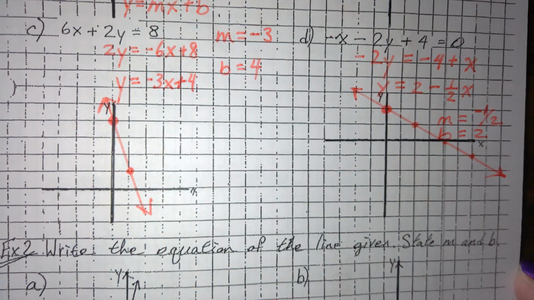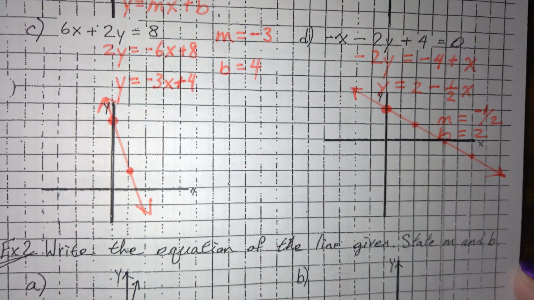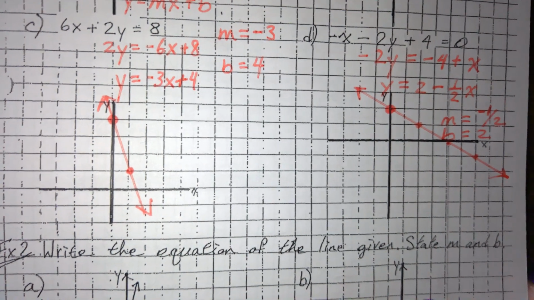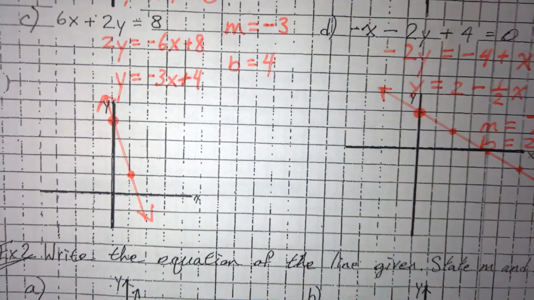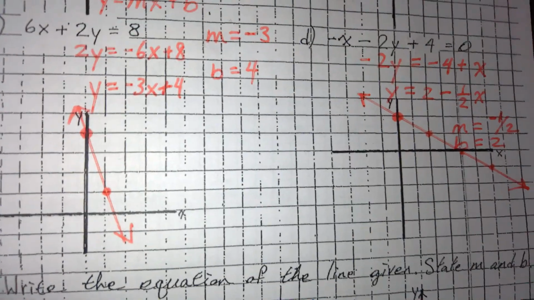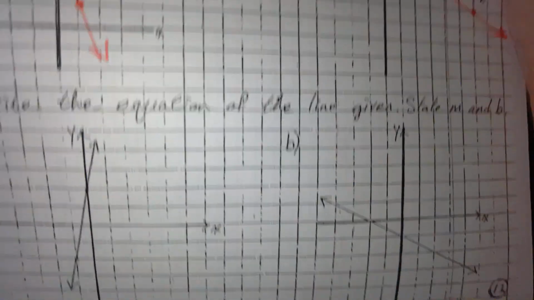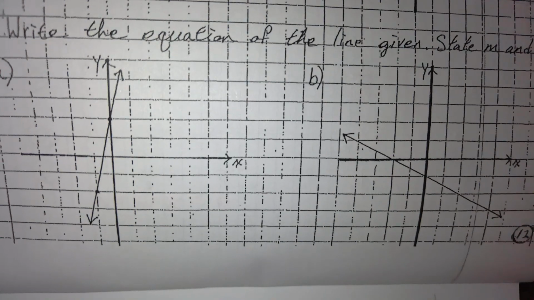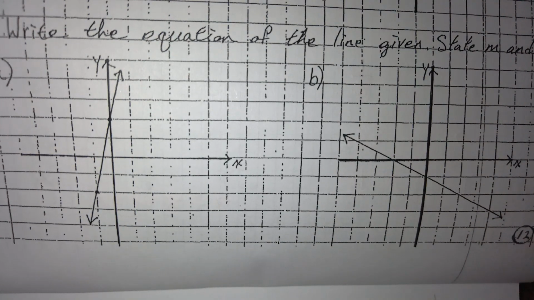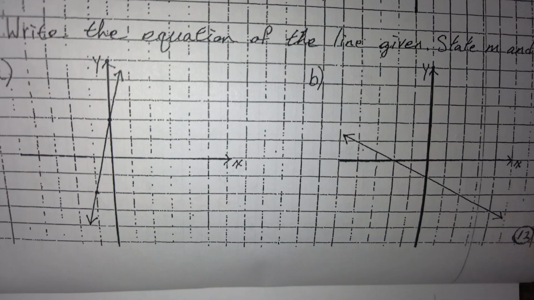Solid line, no shading, because it's just an equation of the line. Last two examples. So I think we're pretty good with graphing lines right now. So what if I give you the line and ask for the equation? Easy, okay. Let's hear it.